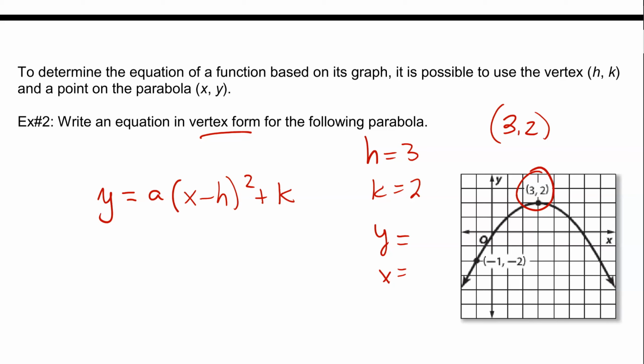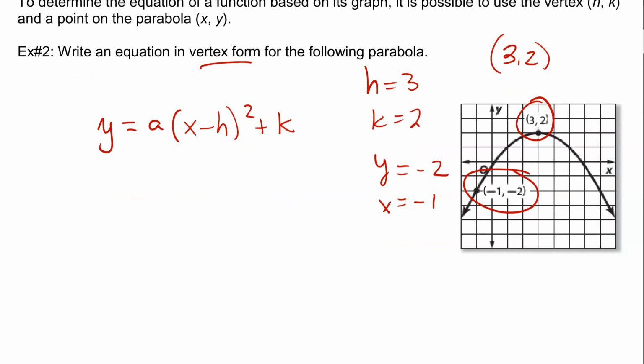So I have this other point, -1, -2. But that's not where it intersects with the y. It's not at all, but it is a point that was given to us. So I'm given a point, and I'm given the vertex. If I plug in, I can solve for a and then write the general vertex form. So we don't have to just choose a random point.